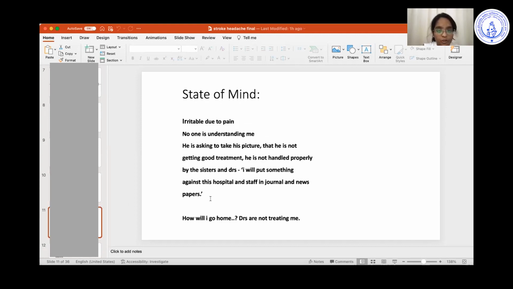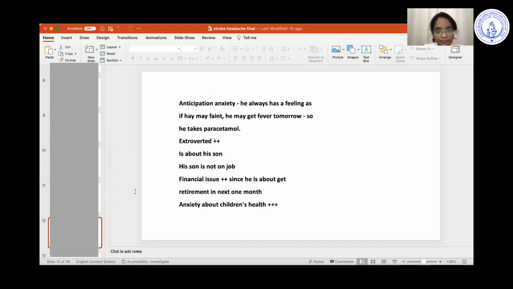So you see, there are a lot of symptoms in the state of mind: irritable due to pain, no one is understanding him. He said, please take my picture, my photograph, so that I can share it with the public and tell them how this hospital is, file a case against them, and I can win in all those situations. You can see many symptoms. His son is not doing a job, etc. He has financial stress.